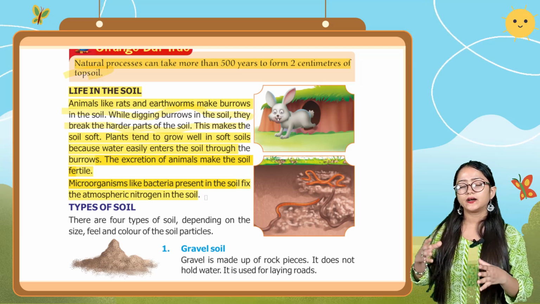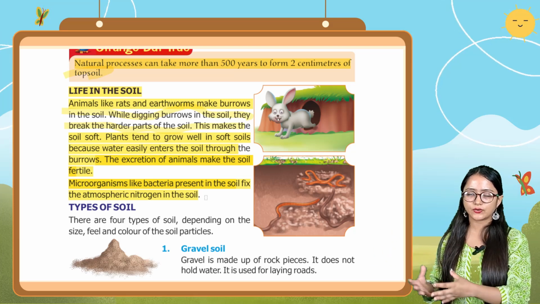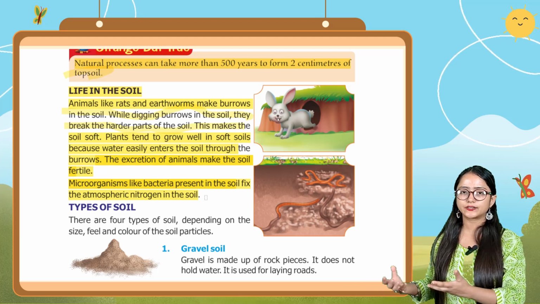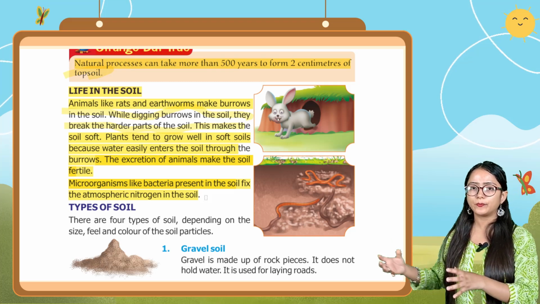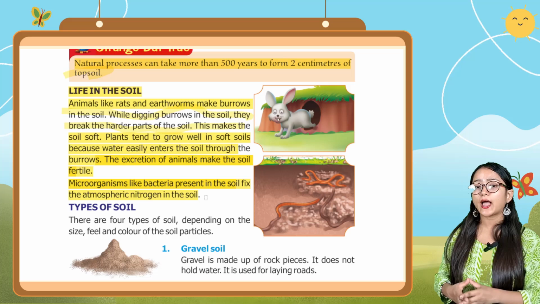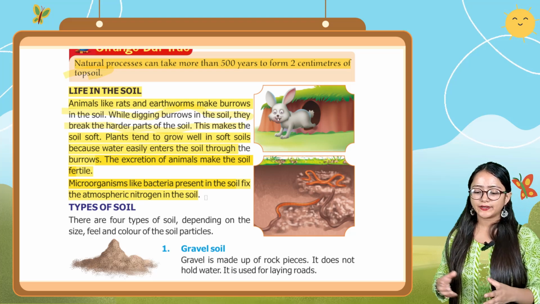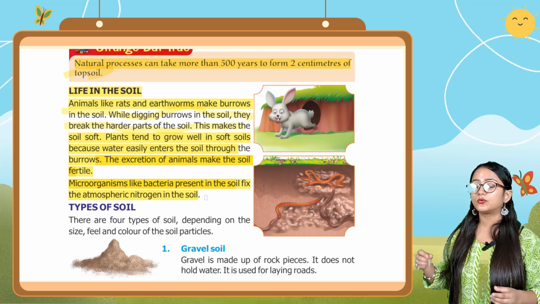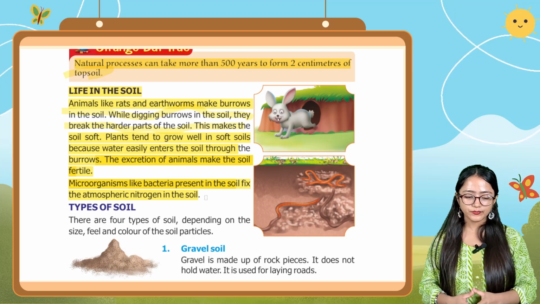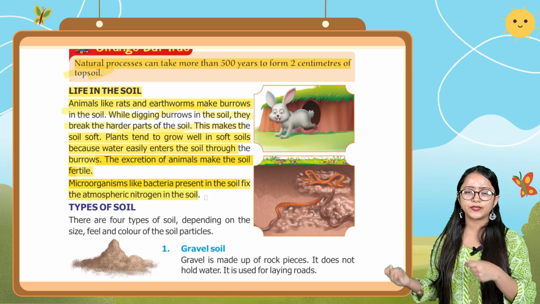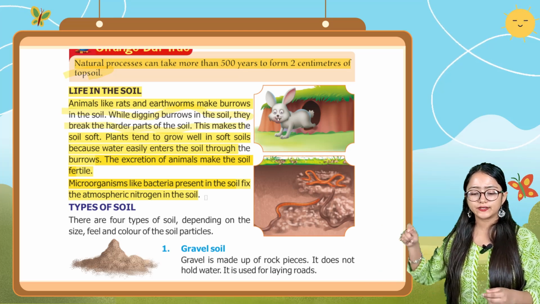So basically, there are some varieties of animals which are present in the soil, and they build their houses and shelter in the soil only. For example, animals like rats and rabbits build burrows to live in the soil. Ants also live in the soil, and they build their anthill there. There are also earthworms under the soil, who are known as the friends of the farmer. These things make the soil fertile and soft, and plants tend to grow well in this soft soil.